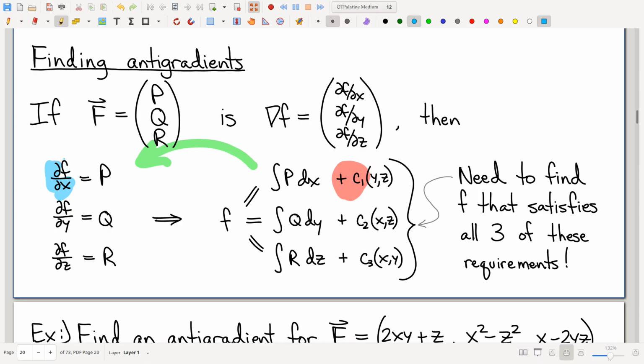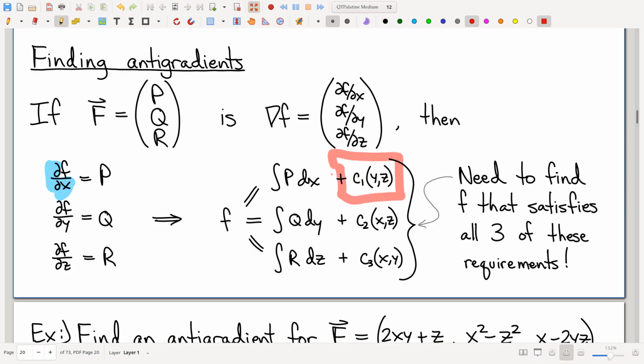So the observation to make here is that we are no longer looking at single variable calculus where the only time a derivative is 0 is if it's a constant. We're looking at a partial derivative. So we have to ask the question, what are the functions whose x partials are 0? And, well, there's more than just constants. There's what we call partial constants.